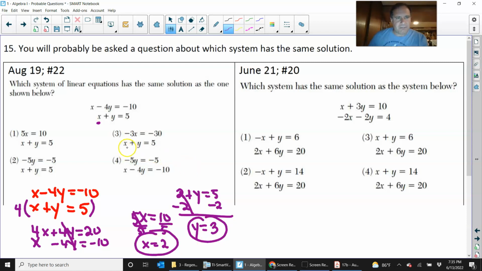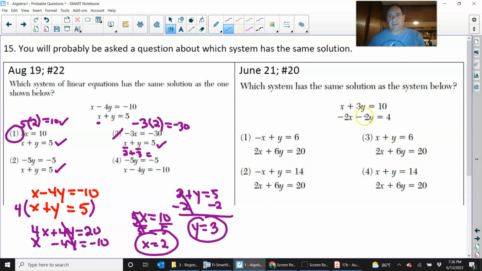So I'm just going to go over here. I like starting with 3. 2 plus 3 equals 5. That works. Now I'm going to go to this one. Negative 3 times x, which is 2, equals negative 30. Is that true? No, it's not. Not close. Let's go to this one. 5 times 2, because my x is 2, equals 10. Yes, that works. 1 is my answer.